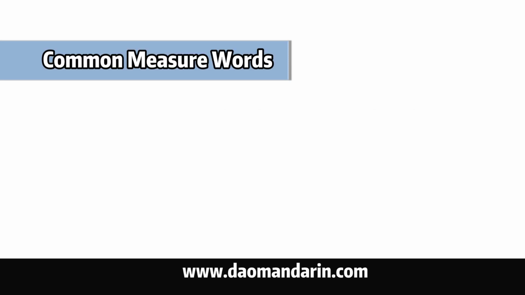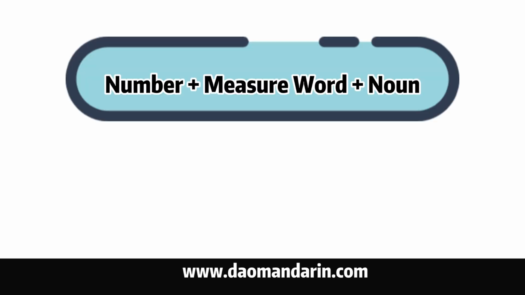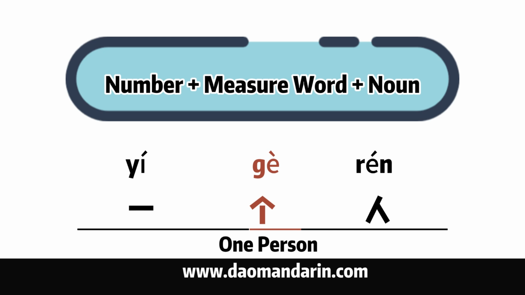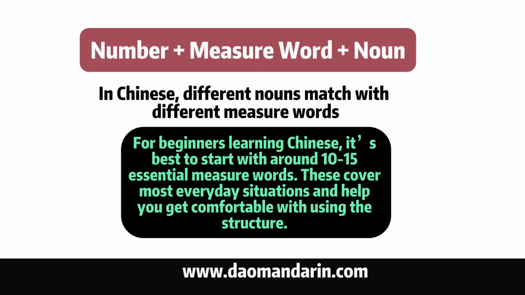Let's learn several common measure words and a simple measure word structure. Number followed by a measure word, and then the noun. For example, 一个人. In Chinese, different nouns match with different measure words.